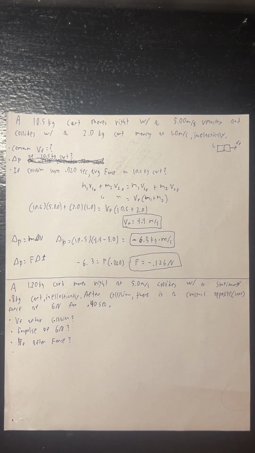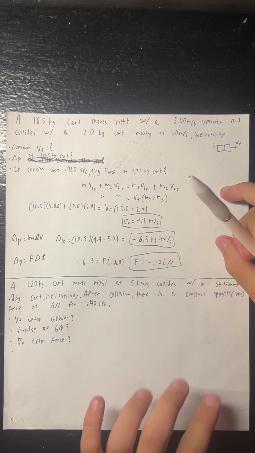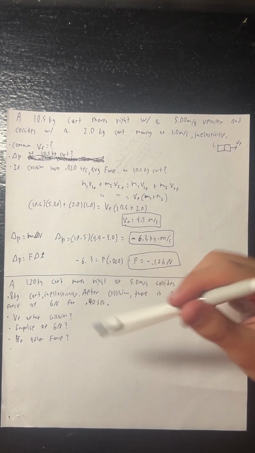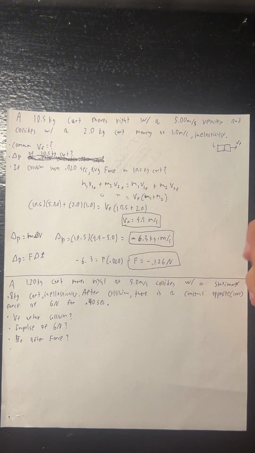Okay, our next question asks, a 1.20 kilogram cart moves right at 5 meters per second, and it collides with a stationary 0.8 kilogram cart, and the collision is inelastic, so they stick together. After the collision, there's a constant opposite, or in other words, left, force of 6 newtons for 0.40 seconds. The first question asks, what is the VF after the collision?